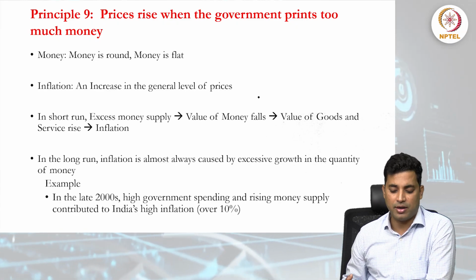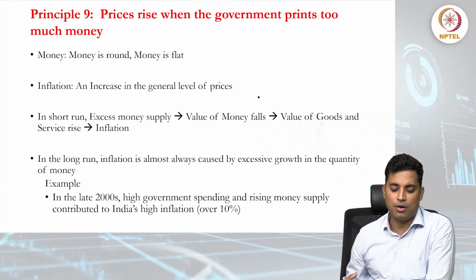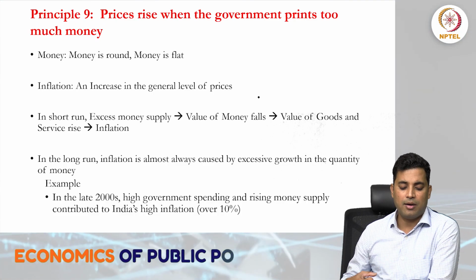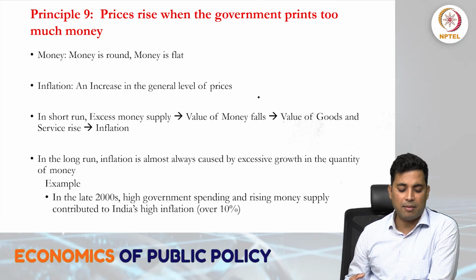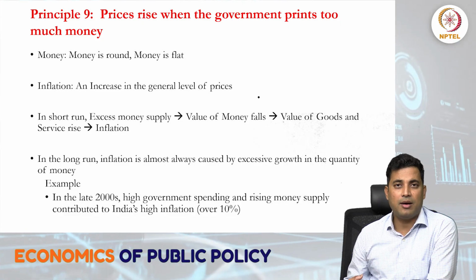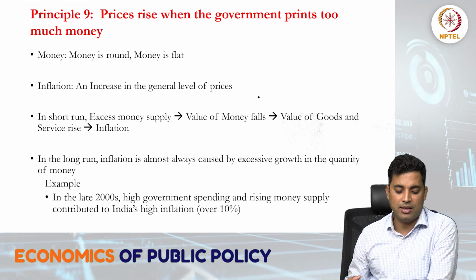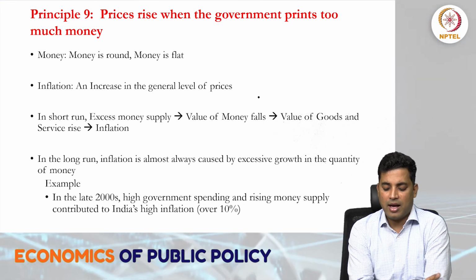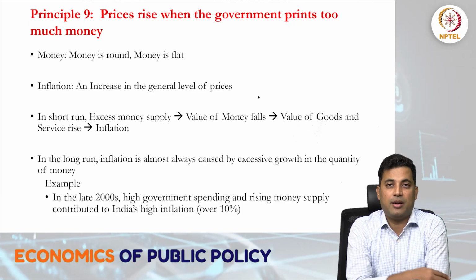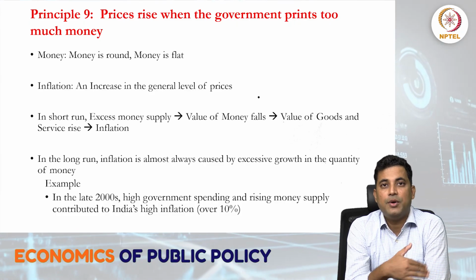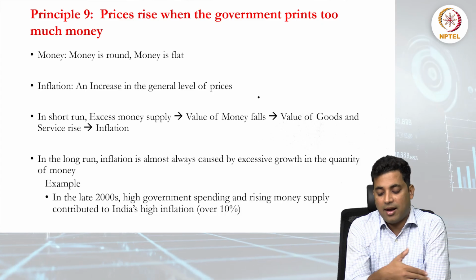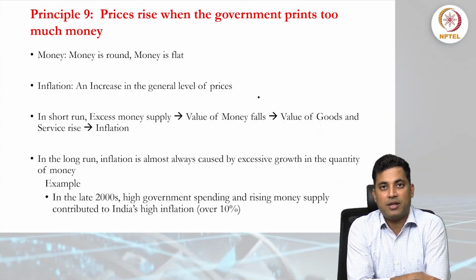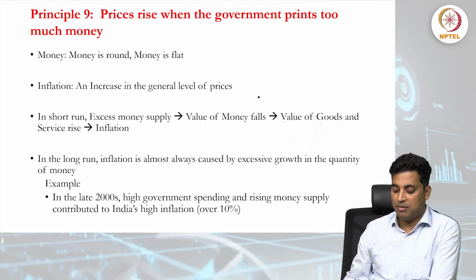Now, in the long run, inflation is almost always caused by excessive growth in the quantity of money. For example, in India in the late 2000s, high government spending and a rising money supply contributed to India's high inflation. Inflation was really high, and it came from excessive government expenditure and also a rise in the money supply.